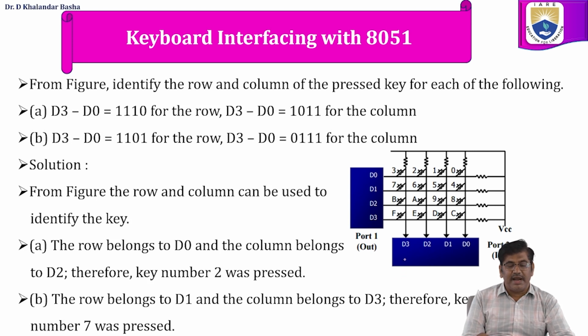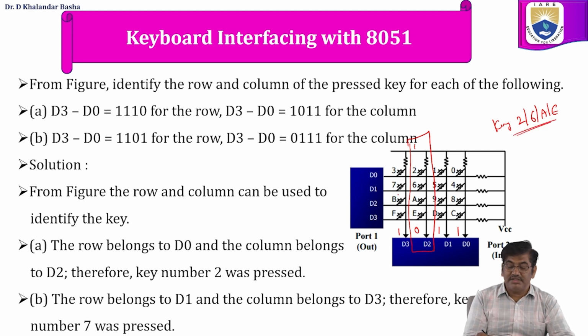From the figure, identify the row and column of the pressed key for the following cases. D3 to D0 is equivalent to 1110 for the row, and D3 to D0 is equivalent to 1011 for the column. Here the column value is 1011, so that indicates a key connected to D2 has been pressed. So either key 2, key 6, key A or key E is pressed.